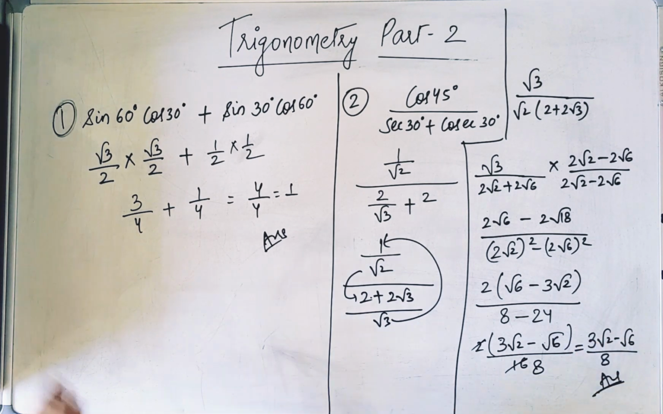So this is how we'll solve the questions that are related to the trigonometric ratios of specific angles. What are those specific angles? We have already discussed 0, 30, 45, 60 and 90 degree. Now we will see the next question.